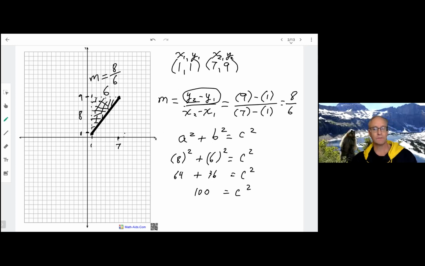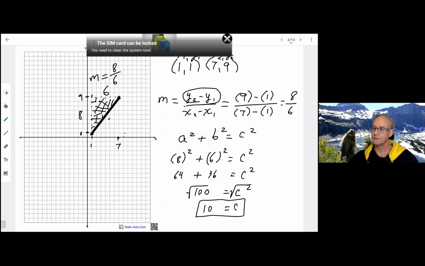Well, in order to solve that, I need to find the C that when I square it gives me 100. Well, that question is, what is the square root of C squared, which happens to be, C happens to be 10. And that is the distance between these two. So this distance is 10.